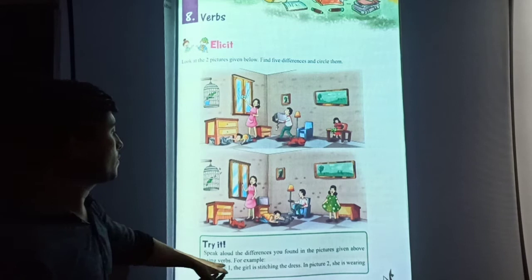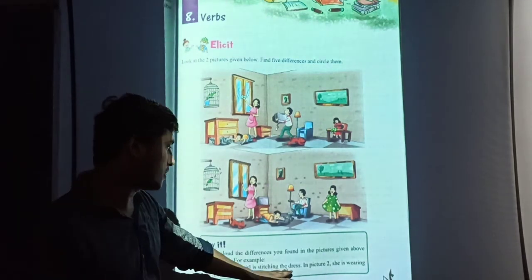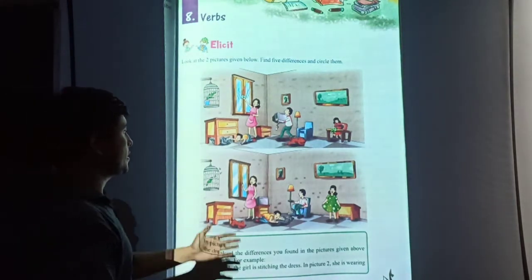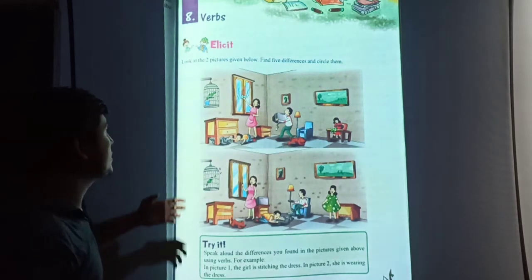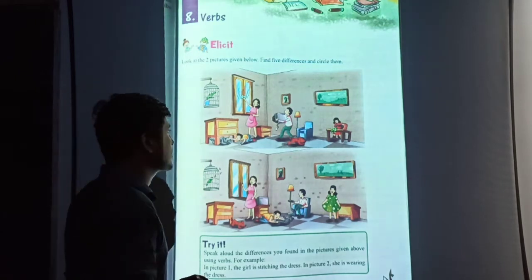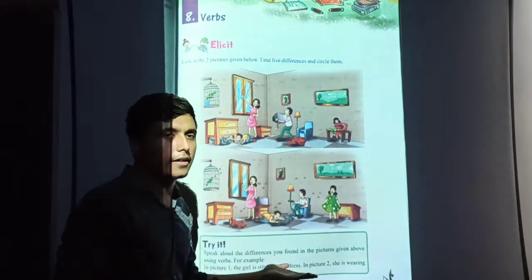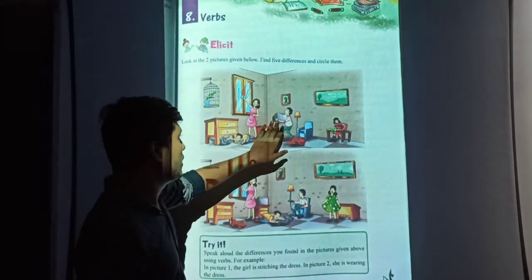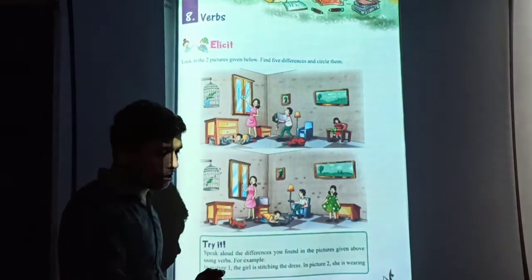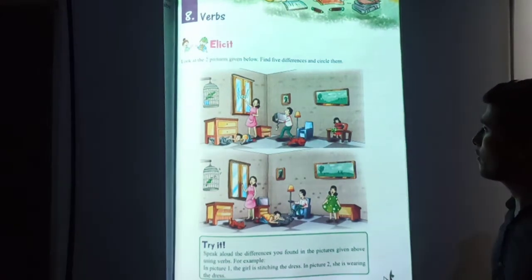Now speak aloud the differences you found in the pictures given above using verbs. For example, in picture 1, the girl is stitching the dress. In picture 2, she is wearing the dress. You can talk about these kinds of differences by using verbs in your sentences. Here, he is taking out, and here he is playing. She is cleaning, she is closing. Now he is holding the TV, he is playing the TV. These are the words showing action in these pictures.